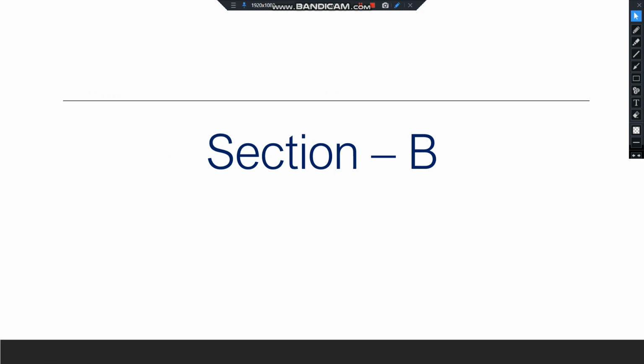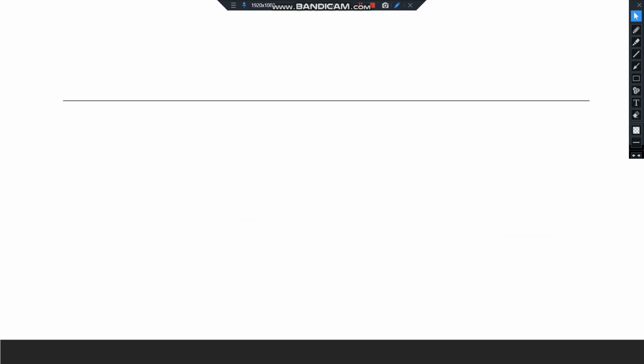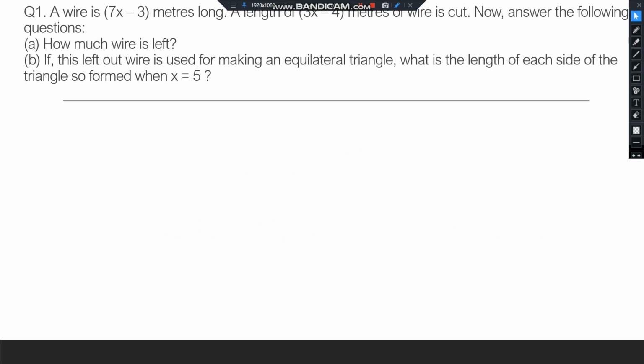Now let's start with section B. Section B consisted of questions based on application skill, and this section was of 10 marks, and there were 3 questions. The first question was of 4 marks. The question says a wire is 7x minus 3 meters long, a length of this meter wire is cut. Now answer the following question: how much wire is left?